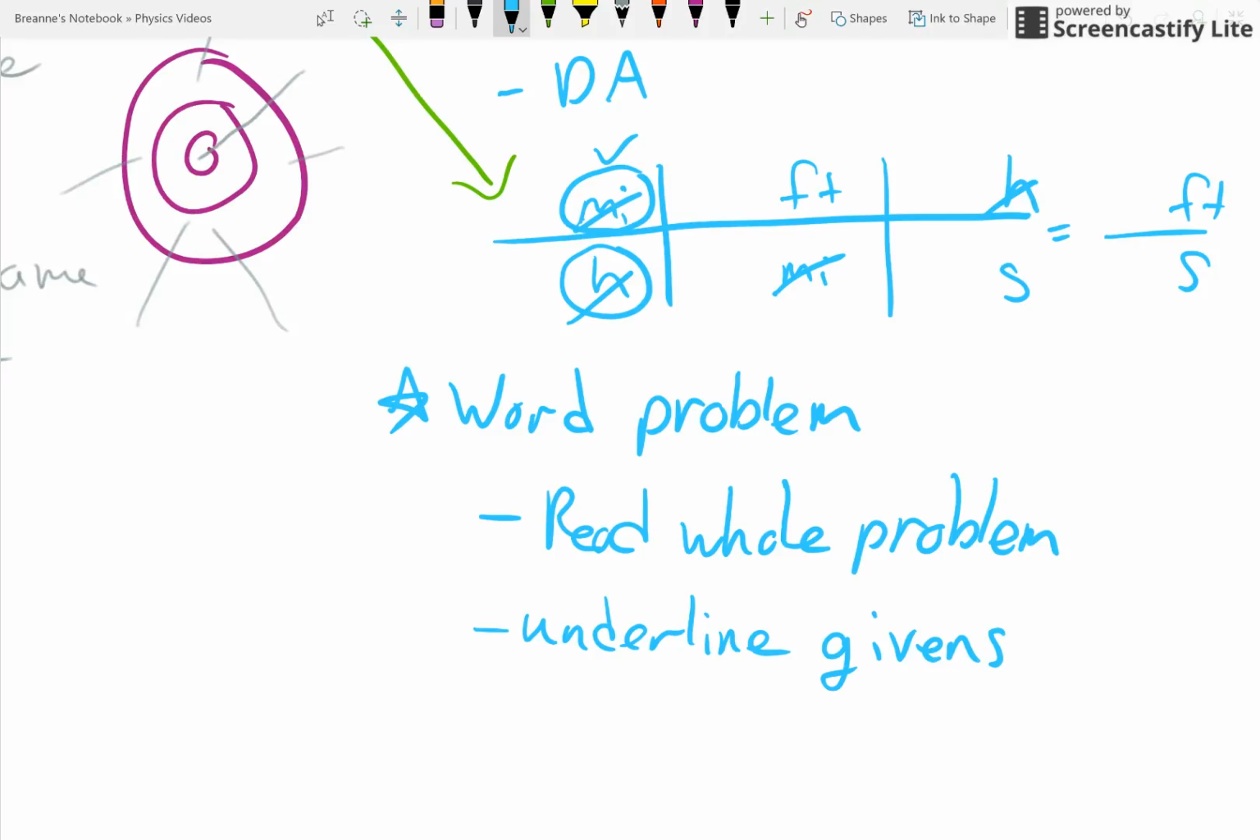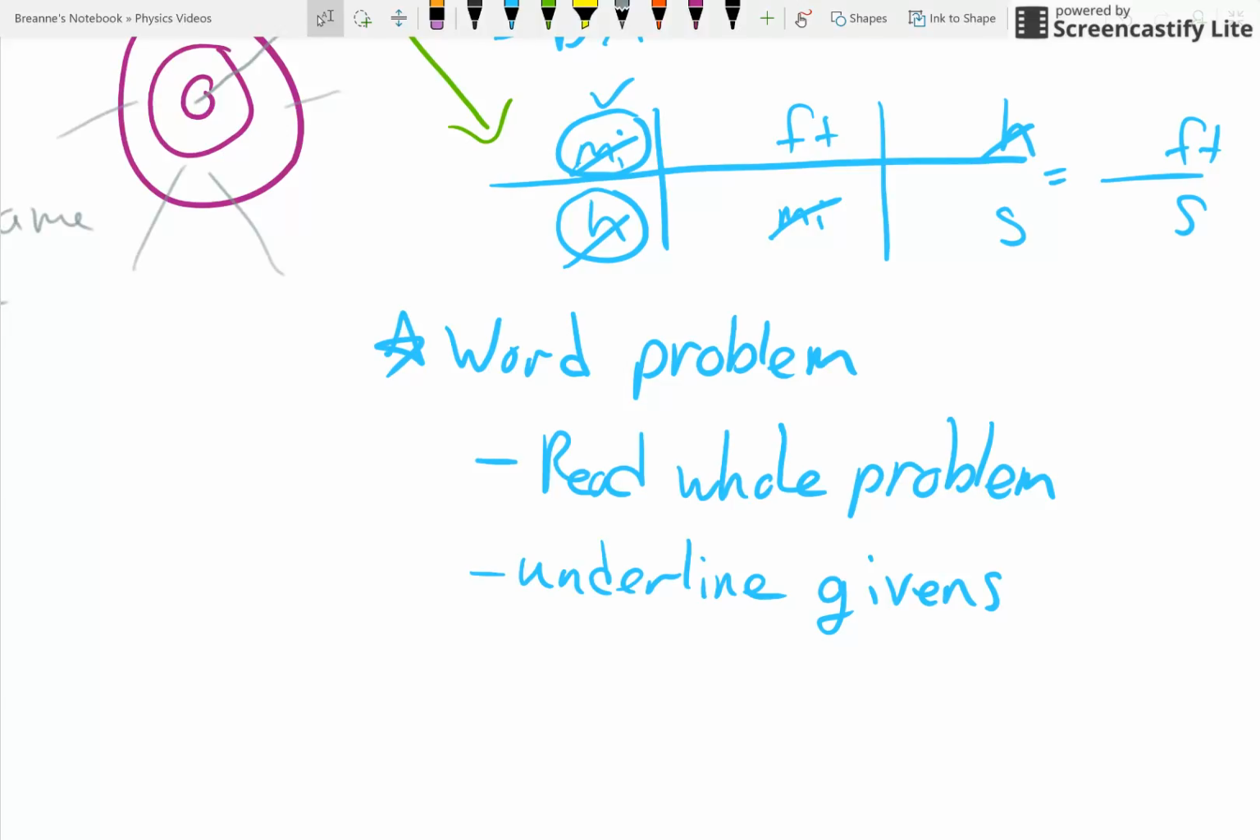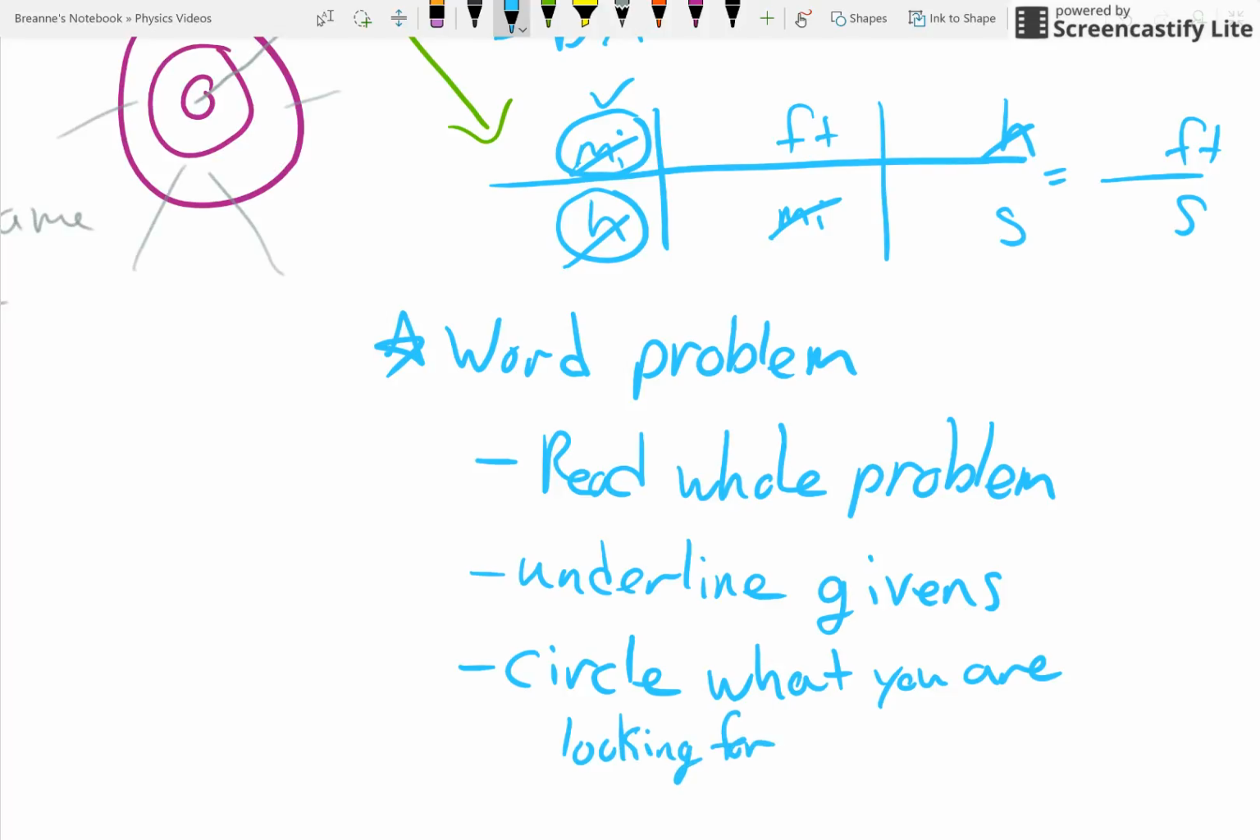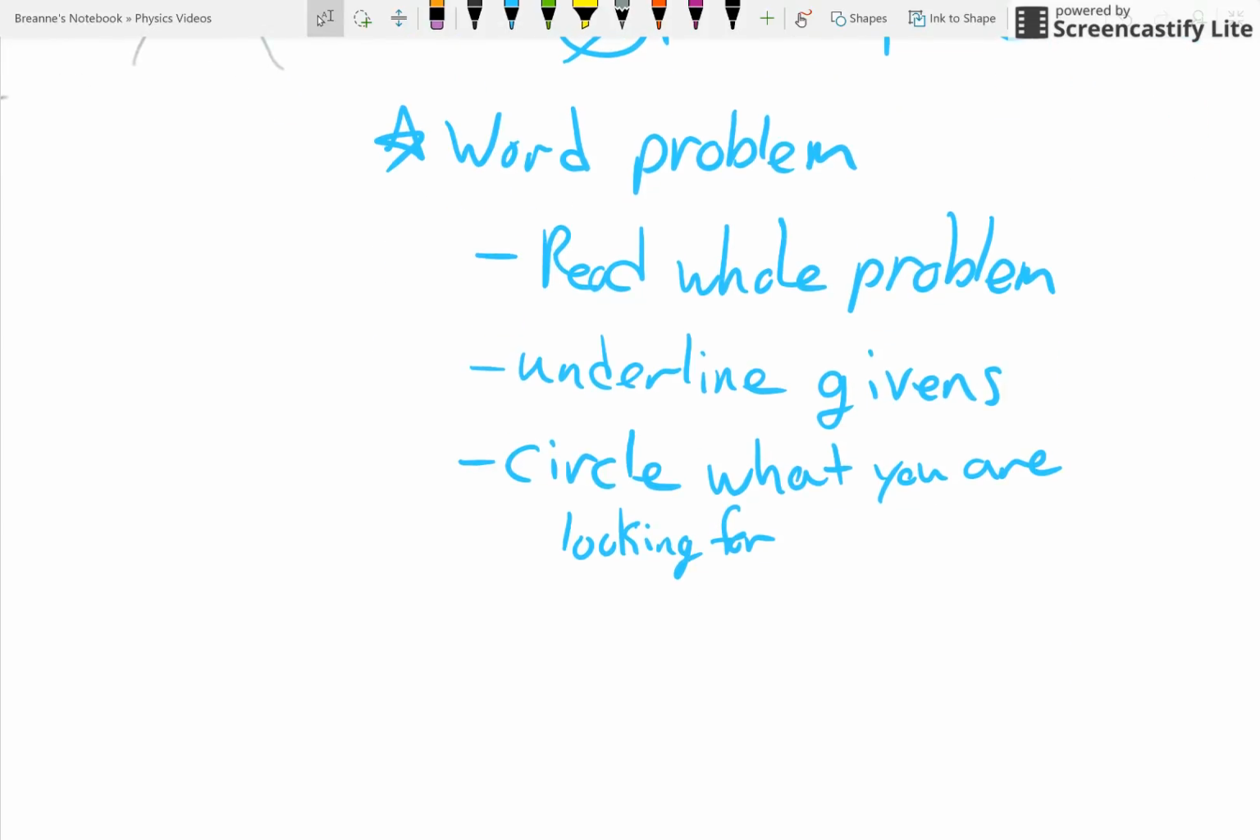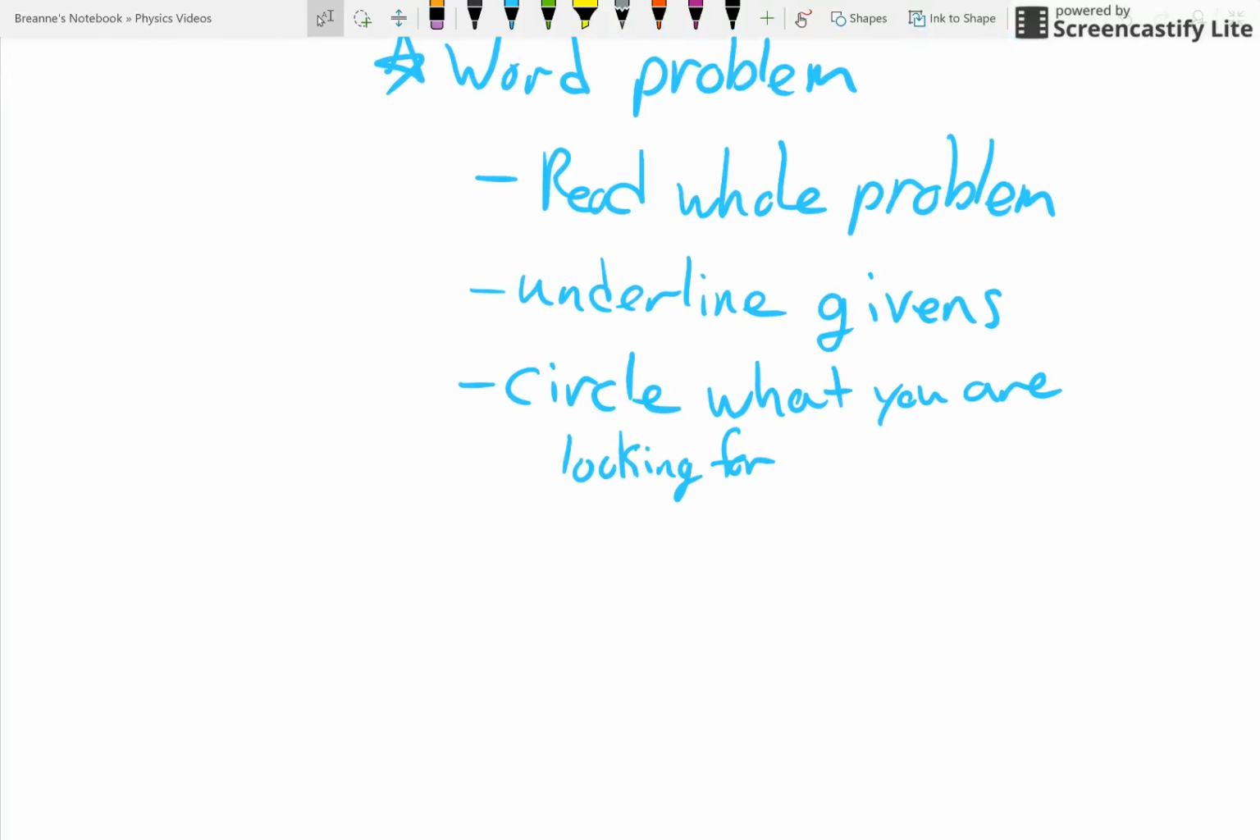So underline your givens. Then circle what you're looking for. Make sure what you're looking for is always on top.